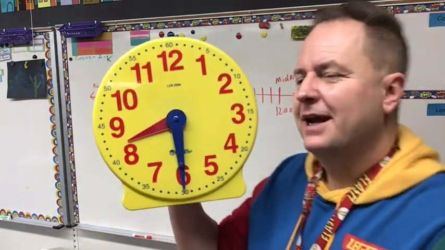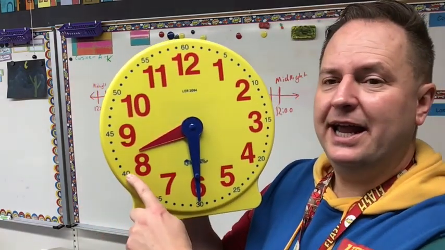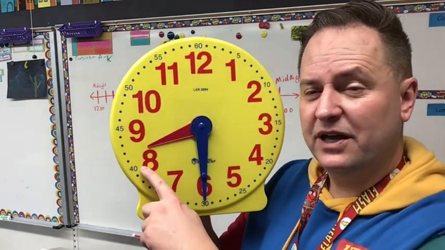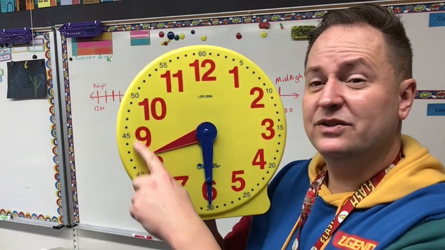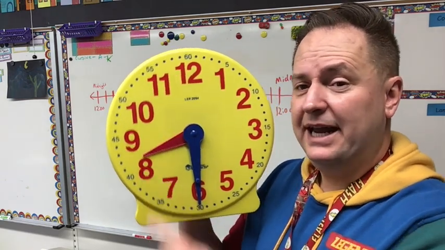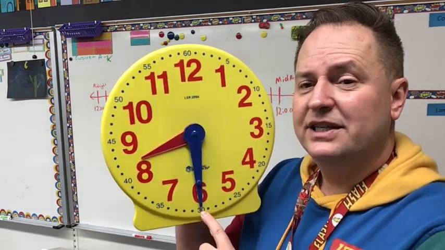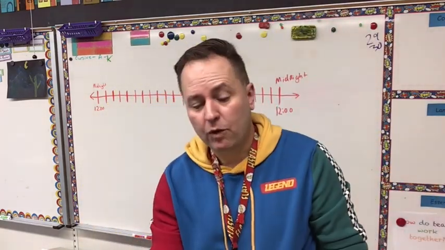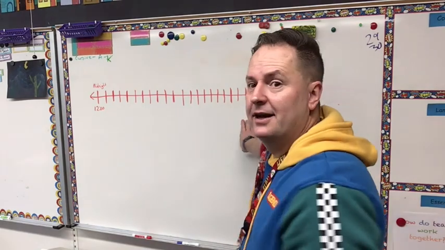However, I can look here and see I'm between 9 and 8. Now, if I'm in between an hour, it goes to the other one. So anytime I'm in between, it goes to the lower number. So we know it's 8:30. Okay, one more, and then we're going to look at our timeline here.